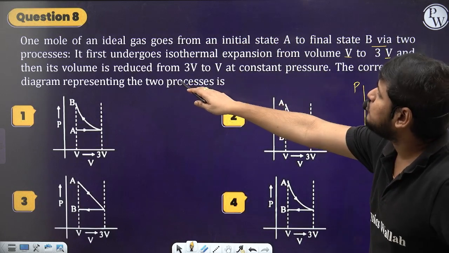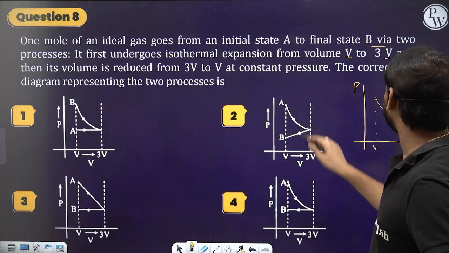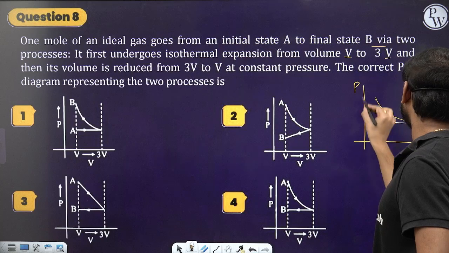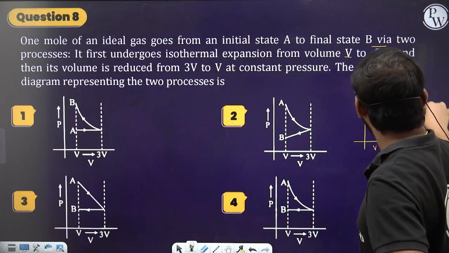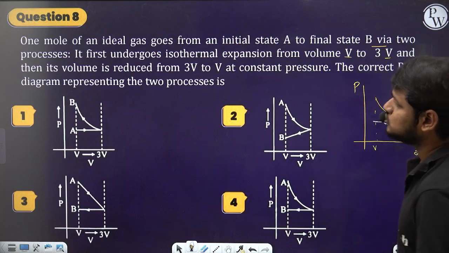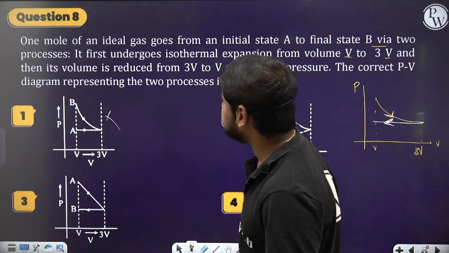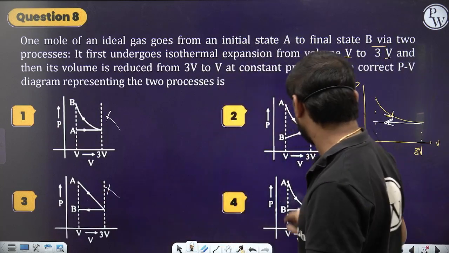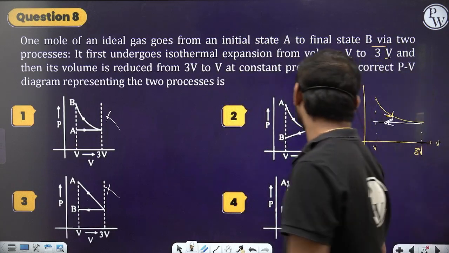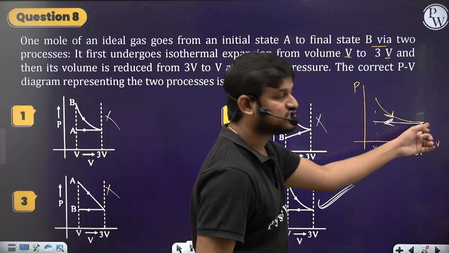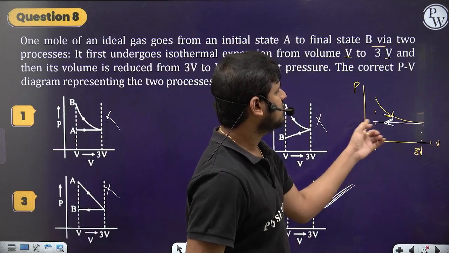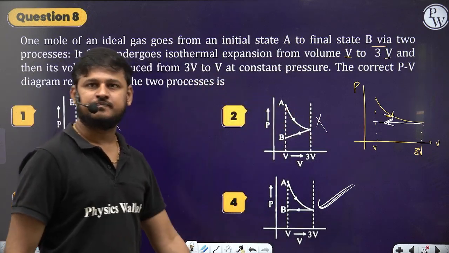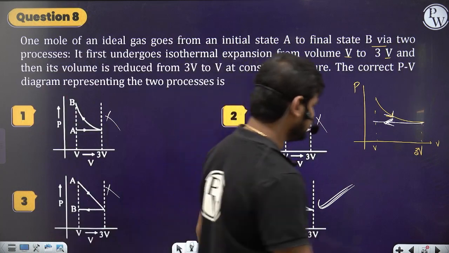And then its volume is reduced from 3V to V at constant pressure. Constant pressure means the pressure is constant like this, and this is the first one like this and the second one like this. So here the direction is given wrong. Option 4 is the correct one. See here, from A to here, isothermal expansion, and from here to here, isobaric compression at constant pressure. Done. Clear? So let's move further.